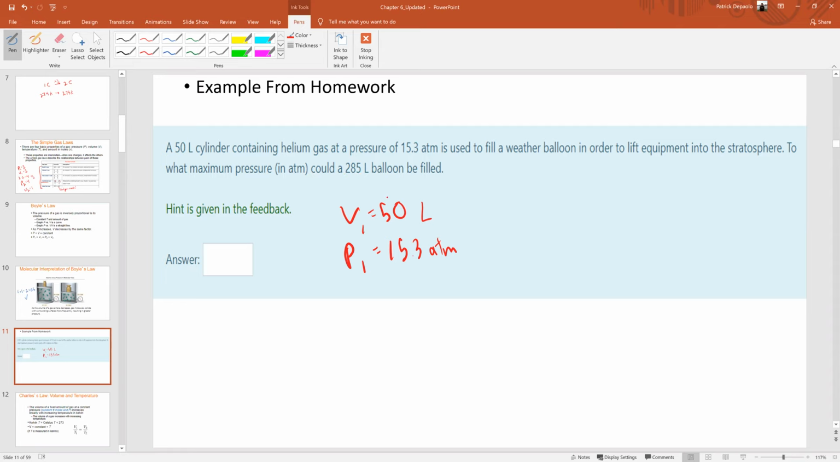This question is actually more complicated than this, but I think it's meant to be simple. I can explain difficult gas problems in a bit. So using Boyle's law, we have V2 equal to 285 liters.